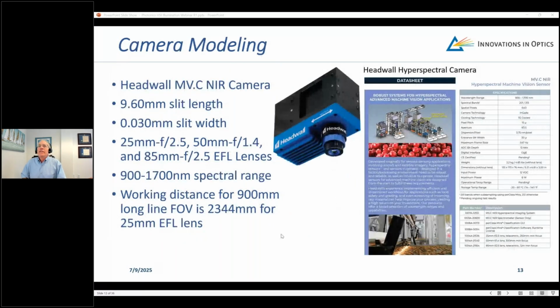So the systems that we'll be looking at and describing are based on a slit length of 9.6 millimeters and a width of 30 microns, characterized by the Headwall MV.C NIR camera shown here. That covers the 900 to 1700 nanometer spectral range. For a 25 millimeter lens, you'd have about a 2.3 meter working distance.